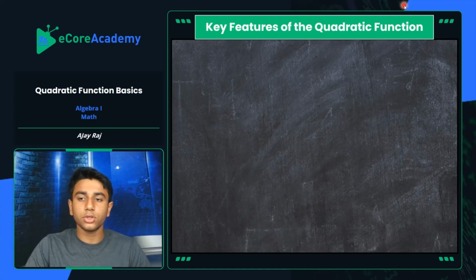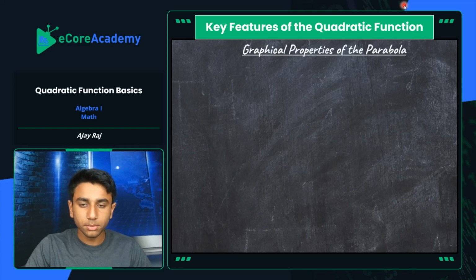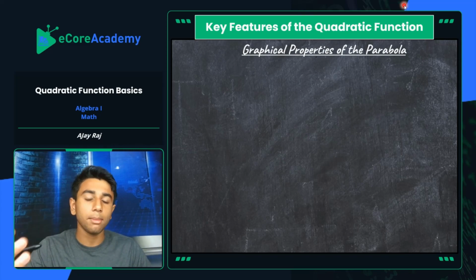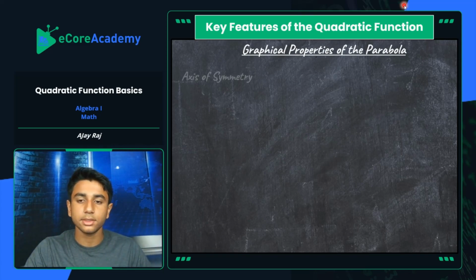So, key features of the quadratic function continued. Let's take a look at the graphical properties of the parabola. Now that we know the basic features of the graph and what's written out as key features of the function, let's take a look at the parabola and some of its graphical properties.